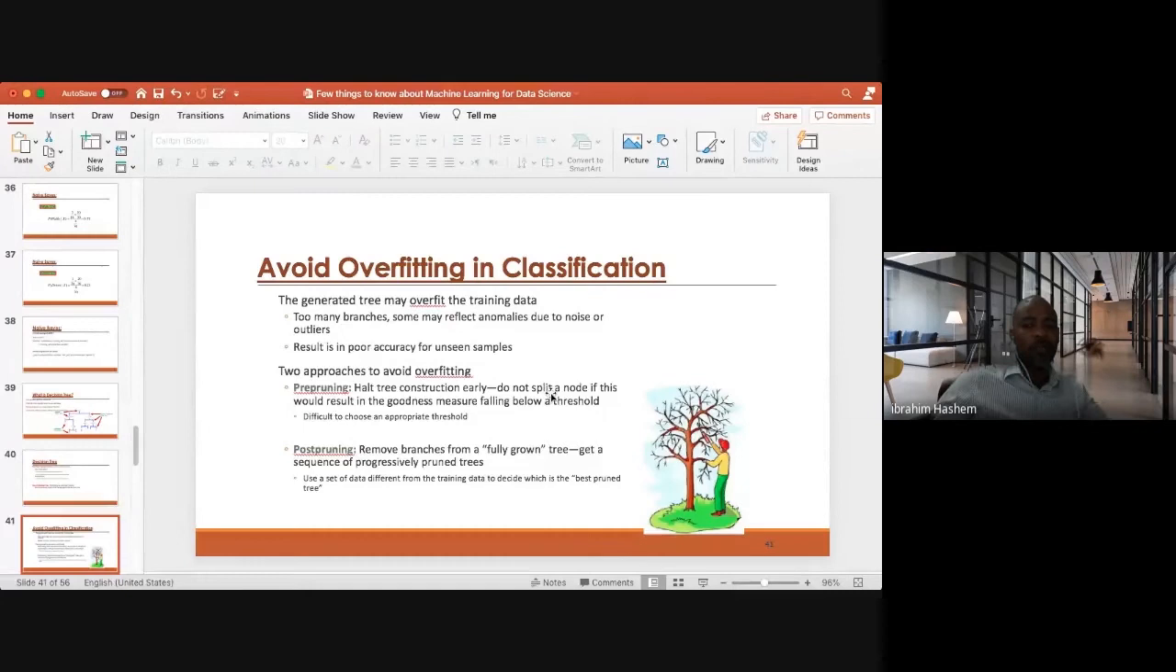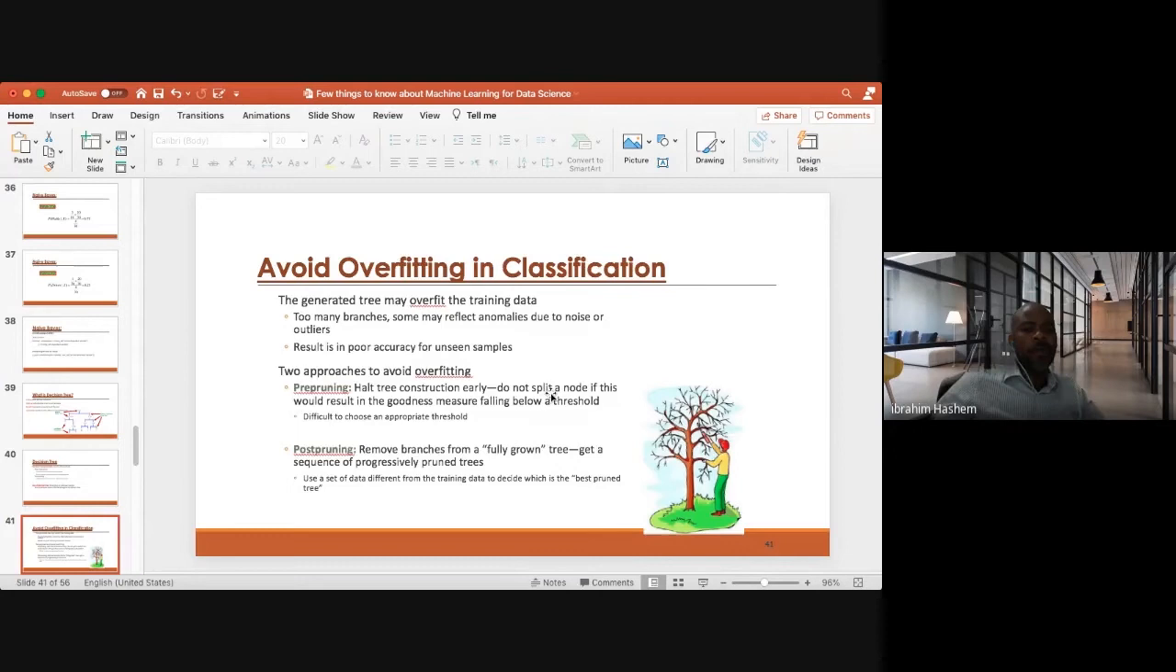Post-pruning is where we remove branches from the fully grown tree to get a sequence of progressively pruned trees. So it depends on which technique or approach you use. It may reduce or eliminate overfitting within your data.